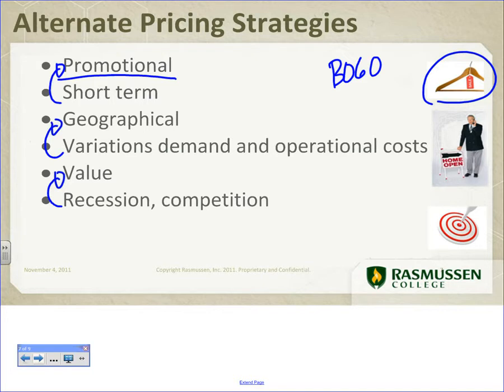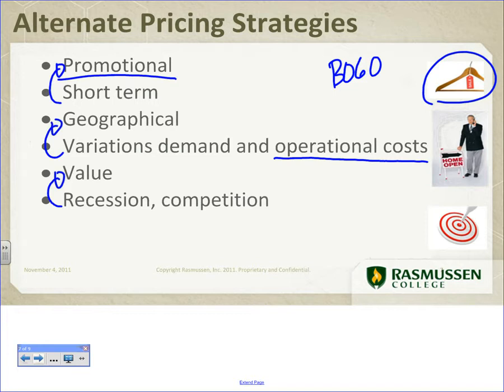There's a geographical pricing strategy that says that there is a variation in demand and or operational costs, okay? So we're Brooklyn Park, Minnesota. We're quite a ways away from the coasts. So if I go to Red Lobster and order a lobster tail, it's going to cost me a lot more for that lobster tail than if I bought it in Maine. Why? Because someone has to bring it inland to me, and that costs money, right?